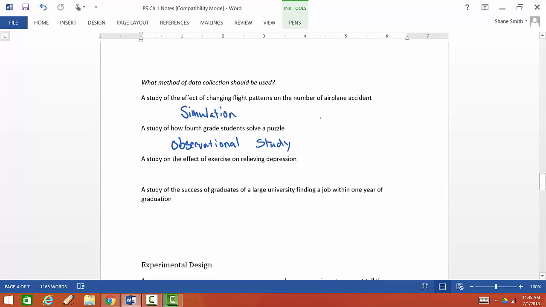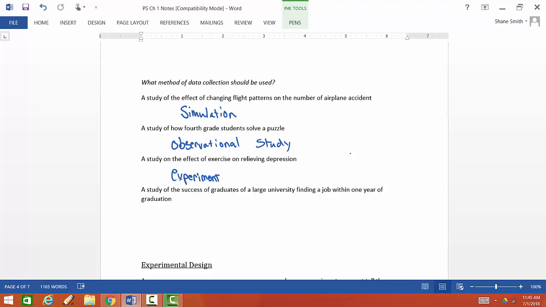And a study on the effect of exercise on relieving depression. If you ever want to determine cause and effect, it needs to be an experiment. So we want to see if the exercise actually relieves depression. What we need to do is have a group of depressed people, and have half of them exercise and half of them not exercise, which would be the simplest way to do it. And if the group that was exercising say that they're less depressed than the group that wasn't exercising, then we can draw a conclusion from that.